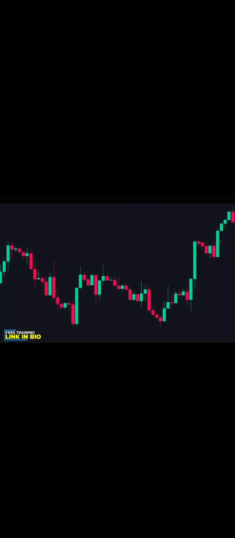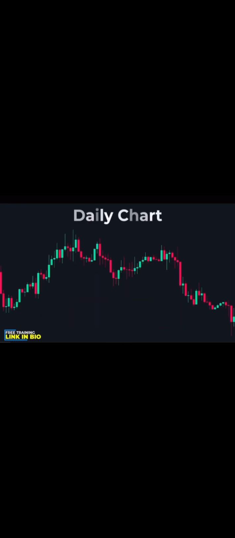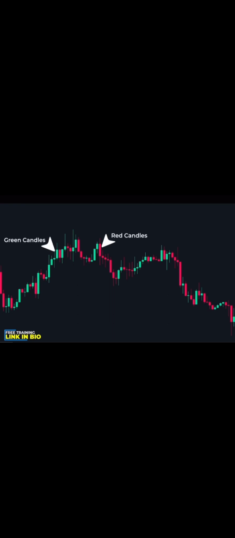What are candlesticks? Candlesticks are just a simple way of looking at the historical price of the asset. Each candlestick represents the price movement of the asset for a particular period of time. So, if we are on a daily chart, a single candle represents the price action for one day. On the chart, we see two types of candles: green candles and red candles.